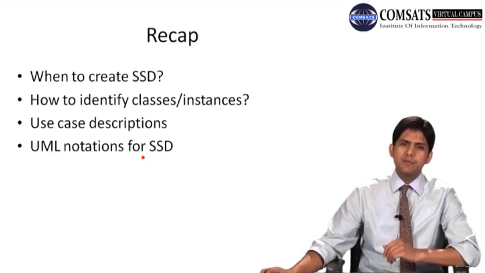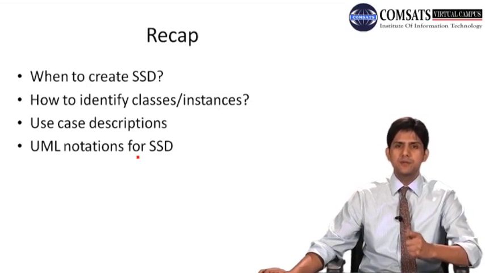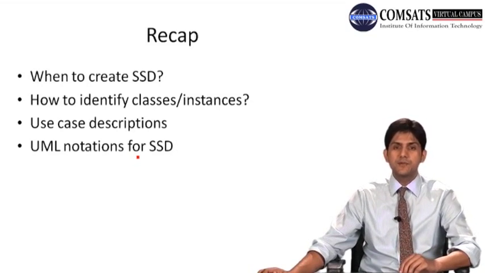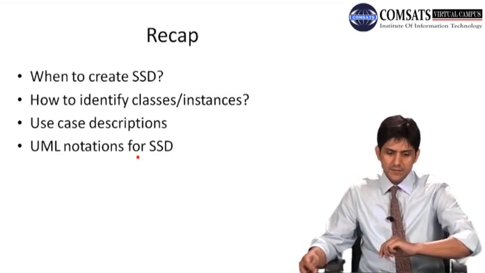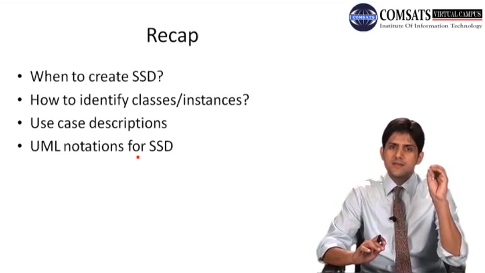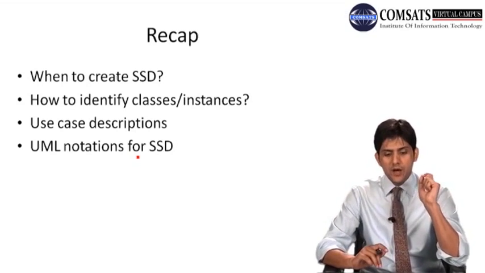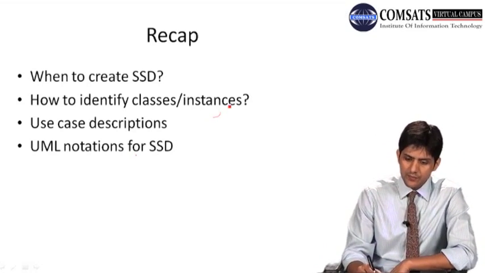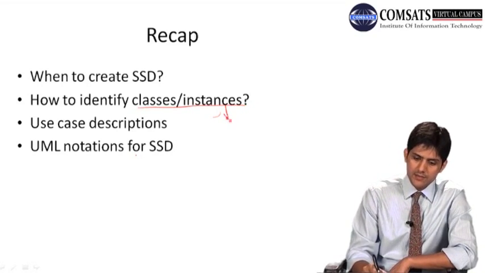So let's have a quick recap of system sequence diagrams, because in the last lecture we discussed various new concepts. I wanted you to be very clear how we represent objects, the lifeline of objects, activation boxes and so on. But before we get to that, let's quickly see what we discussed in this slide. We know now when we need to create system sequence diagrams: somewhere between the use case diagrams and the class diagrams. How do we identify classes and instances?